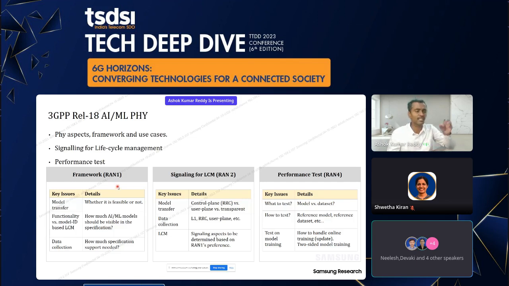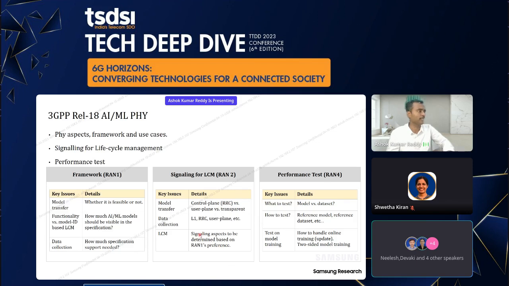So here, along with that, there is the framework: how do we exchange information between these two entities? How do we exchange a model between a transmitter and receiver, or a base station and UE? These things were also discussed exhaustively. Okay. So in that sense, I'm going to talk a little bit more about RAN1 specifics today, and also cover more physical layer examples for the benefit of the audience here. And of course, signaling for life cycle management and performance tests were also covered by RAN2 and RAN4 specifically.